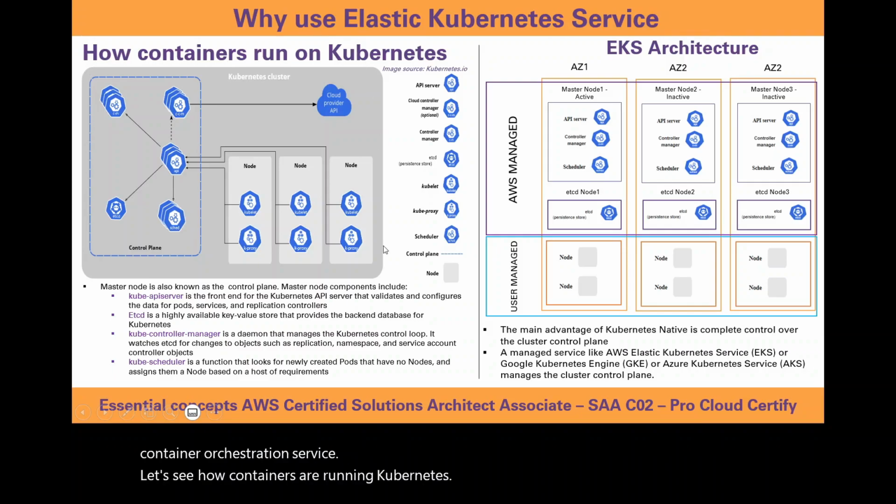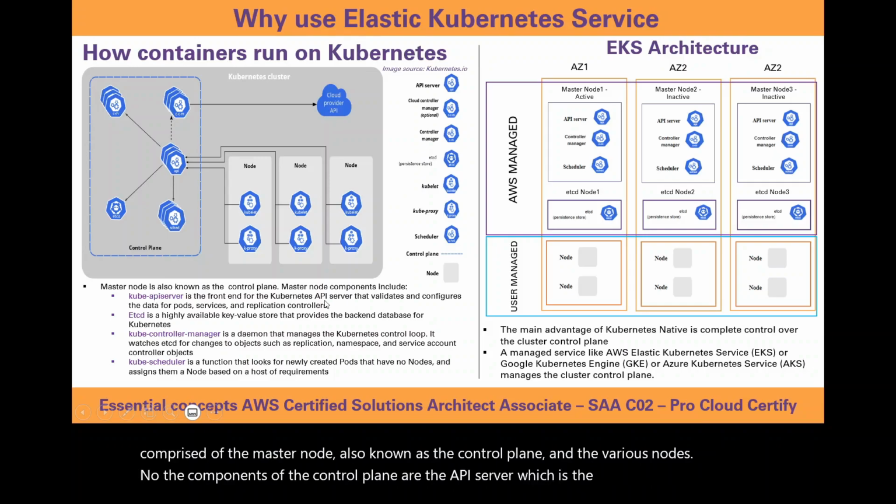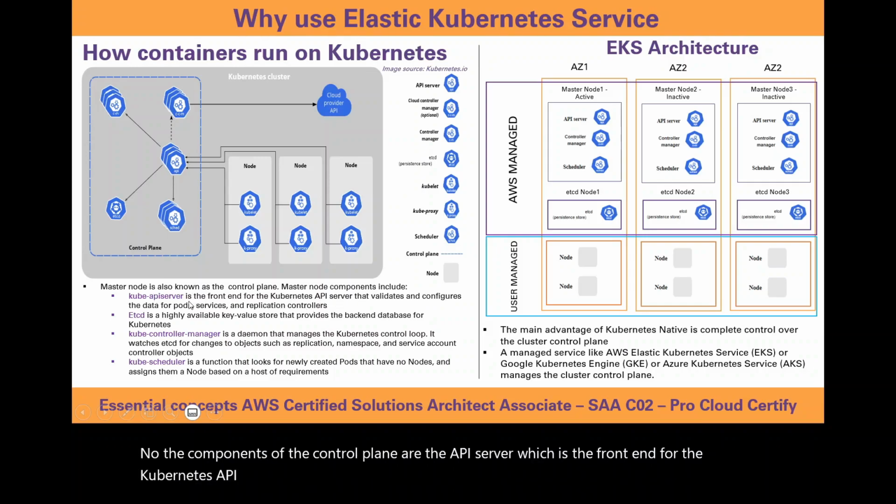What we have over here is an image of the Kubernetes cluster. The Kubernetes cluster is comprised of the master node, also known as the control plane, and the various nodes. Now, the components of the control plane are the API server, which is the front end for the Kubernetes API server that validates and configures data for pod services and replication controllers.